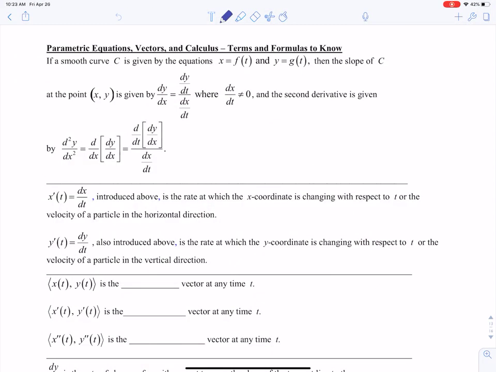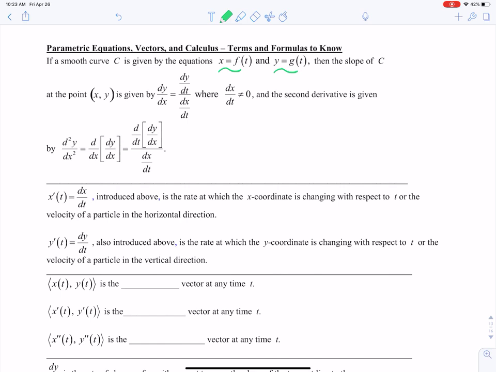Okay, so I want to connect a couple more concepts that have to do with parametric equations. One of the things that you need to know is that we could ask you about these things called vectors. So far, we already know... let's just do a really quick review.